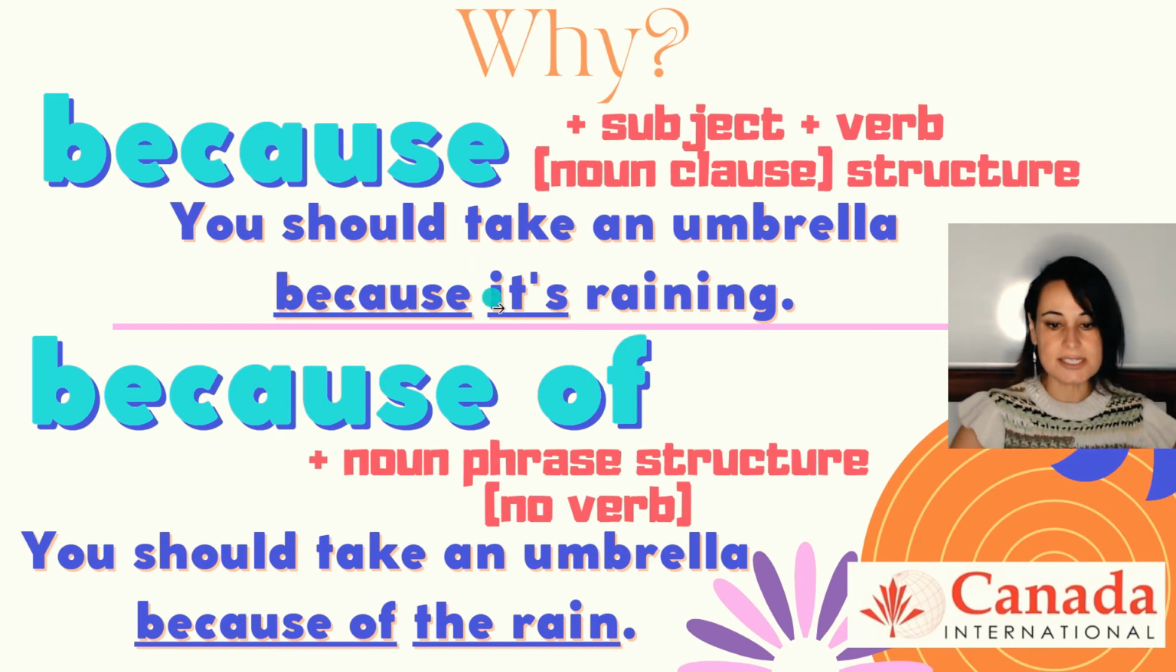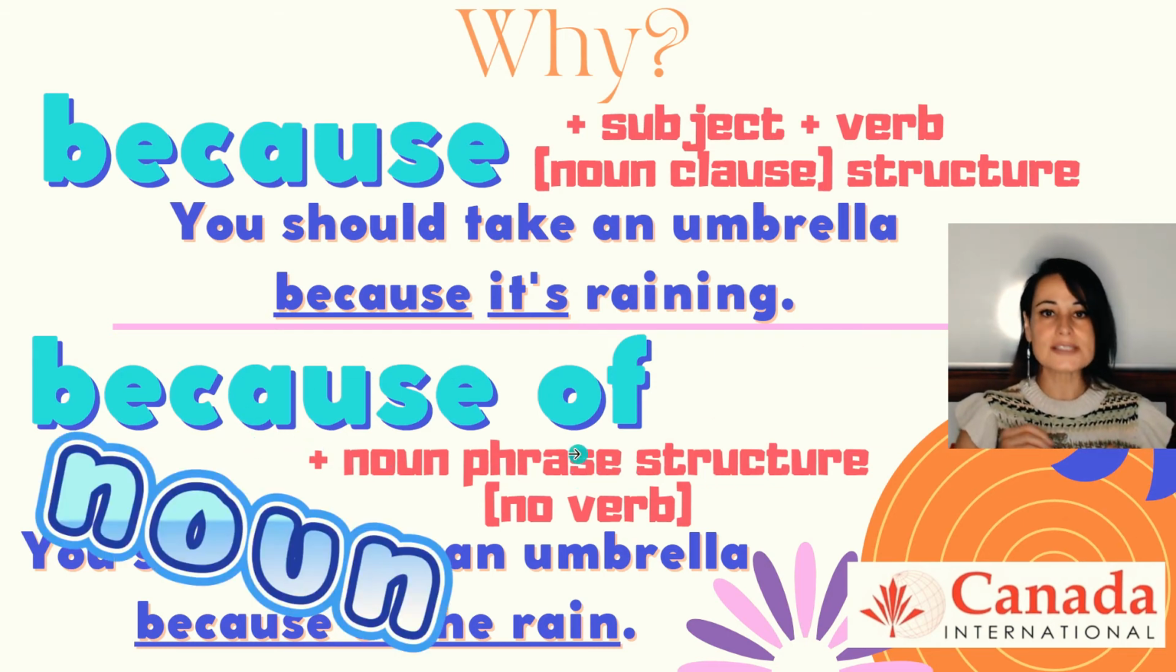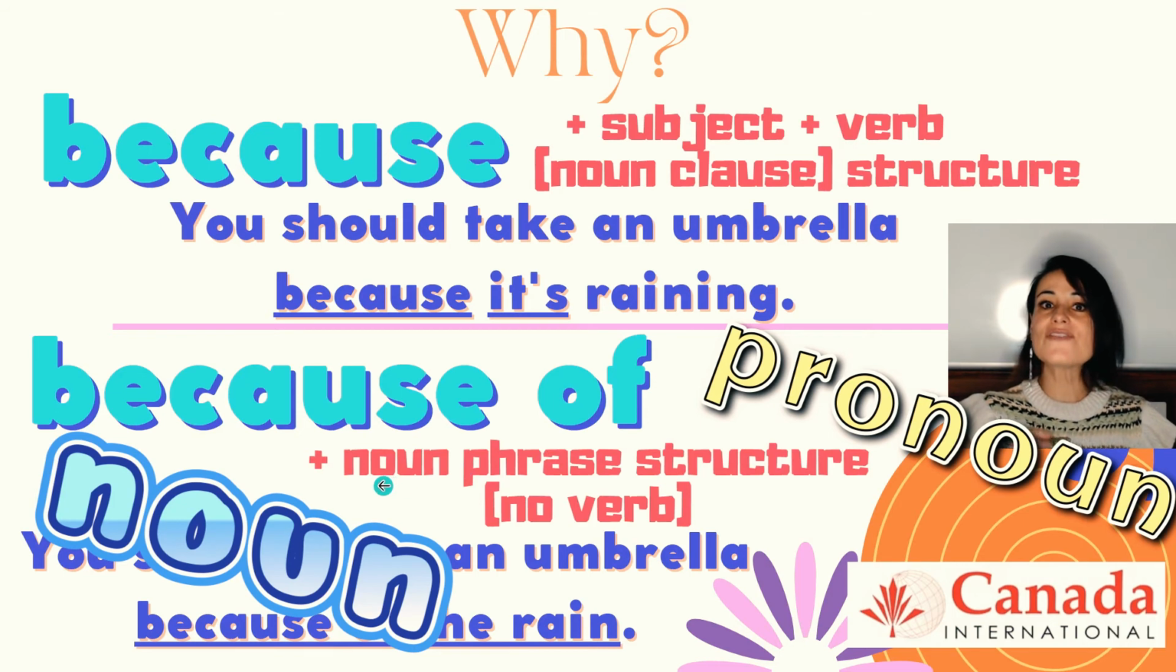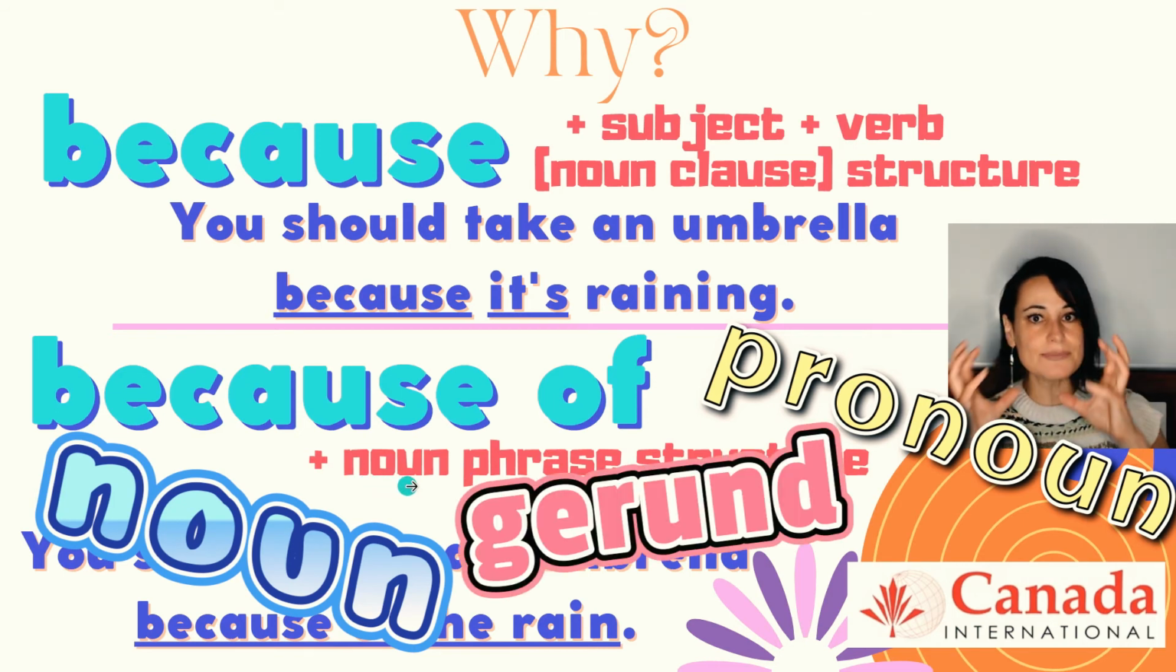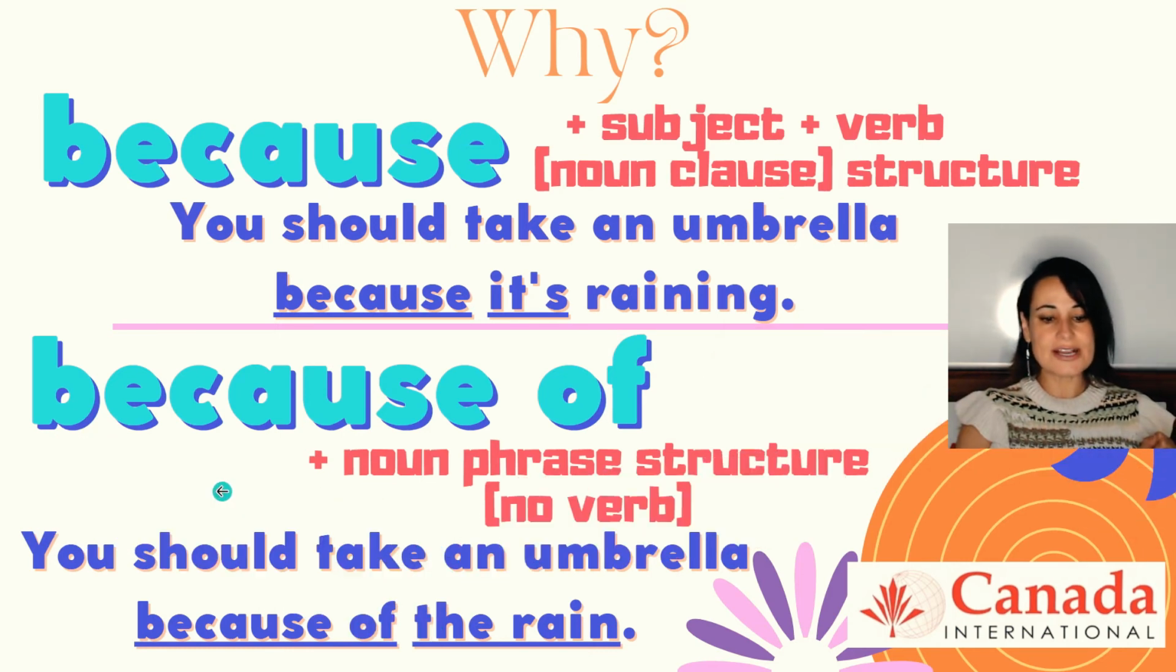And then because of follows a noun phrase structure. A noun phrase is just a noun, or it's a pronoun, or it's a verb in the ing form, because that would be a gerund. Gerunds work as nouns. So for example, we have, you should take an umbrella because of the rain.